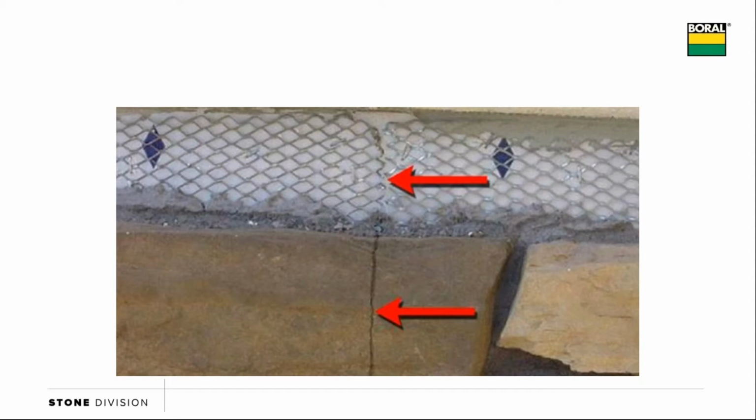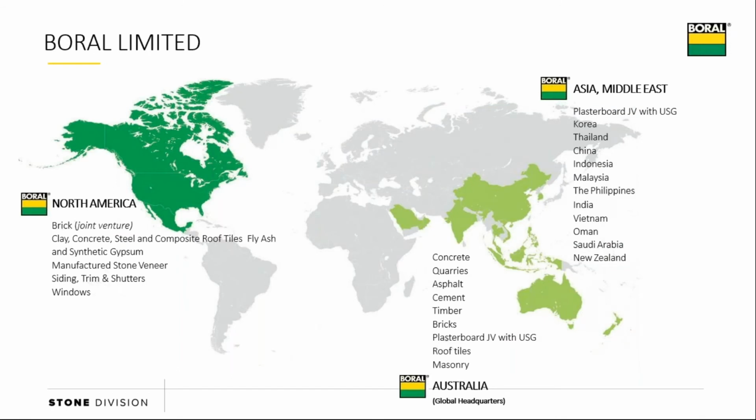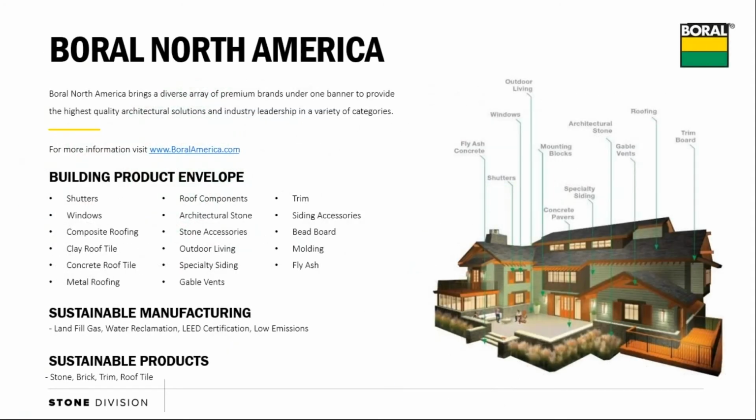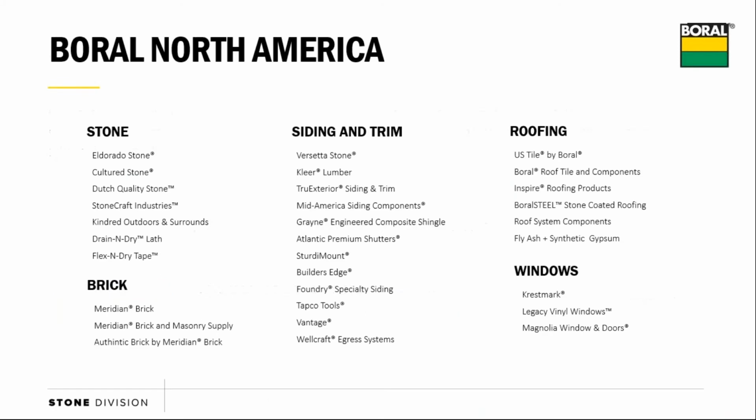Since I can't see you raising your hand, just a couple of slides on Boral. If you're not familiar with Boral, it's a company that's based in Australia, works also in Asia and the Middle East. In North America, we're more of an exterior cladding company. Doing everything from clay and concrete roofing tile, trim, siding, windows, brick, and obviously manufactured stone. I'm fortunate to work with all 5 of our manufactured stone brands. If you are interested in some of the other products that we work with, please check us out at boralamerica.com.